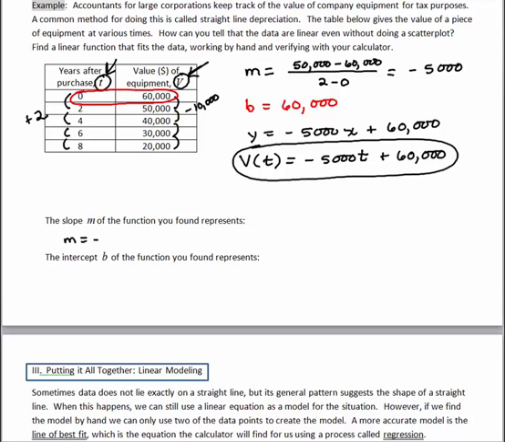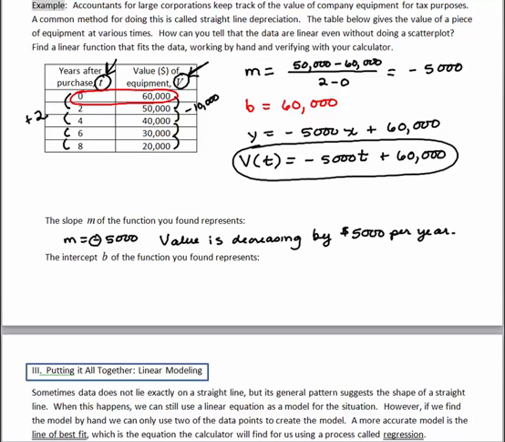Our slope in this case, the -5,000, again tells me how the dependent variable, v, is changing with respect to the independent variable, t. In this case, v, the value, is decreasing, since it's negative, by $5,000 per year. Years are my input variable. So the value is decreasing by $5,000 per year.